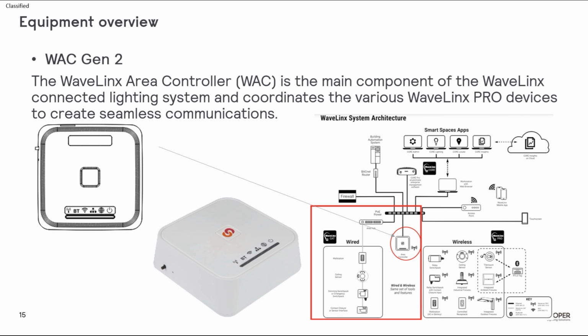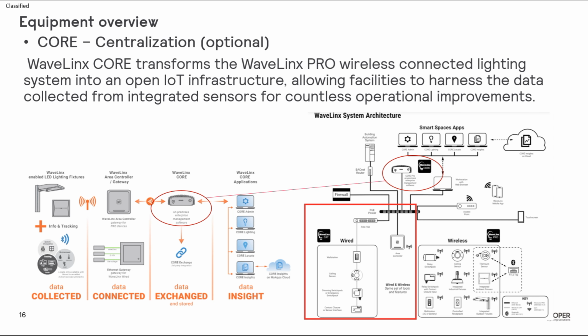And our Gen 2 WAC is the main component of the WaveLinx connected lighting system and coordinates the various WaveLinx Pro devices to create seamless communication. And some sites may have WaveLinx Core, which transforms the WaveLinx Pro wireless connected lighting system into an open IoT infrastructure, allowing facilities to harness the data collected from integrated sensors for countless operational improvements.